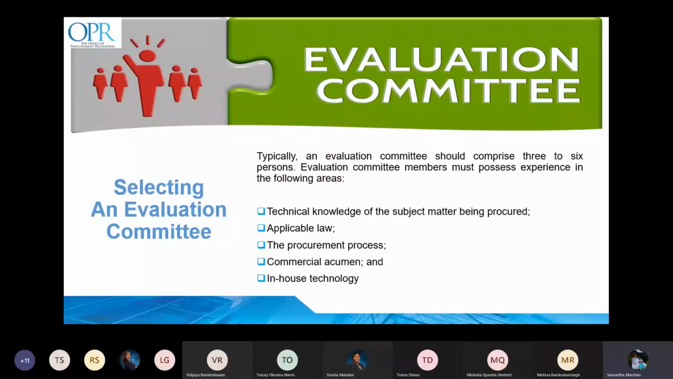Technical knowledge of the subject matter being procured. Now, this will be the subject matter experts. Applicable law. A legal representative can be represented in this case. The procurement process. A representative of the procurement department. Commercial acumen. For instance, a representative of the finance department. And in-house technology. This is a representative from the information technology department. Must be on every evaluation committee involving software development.